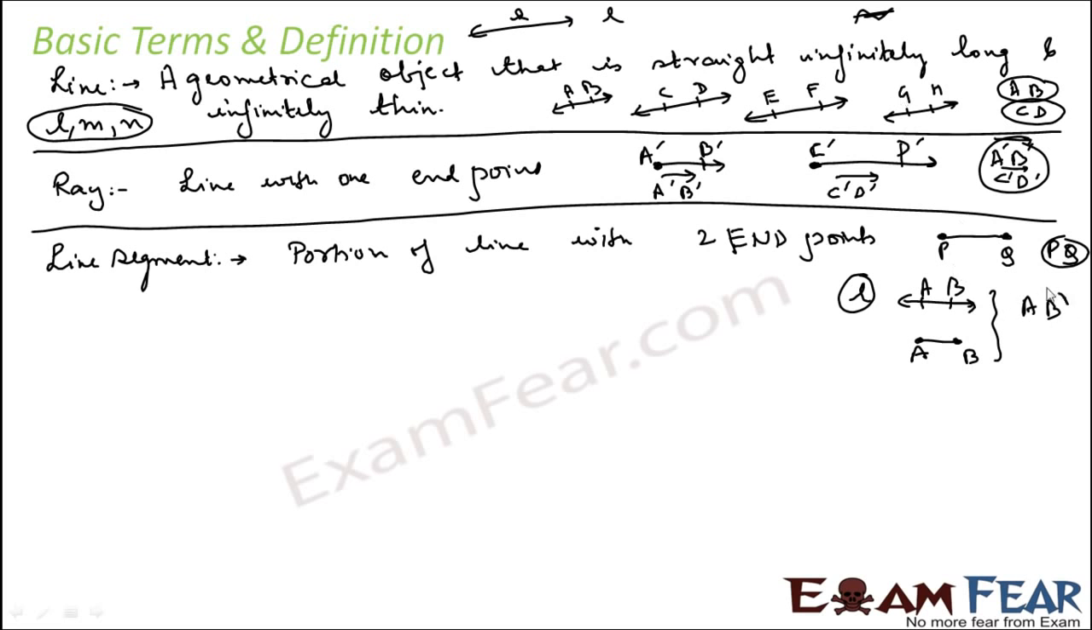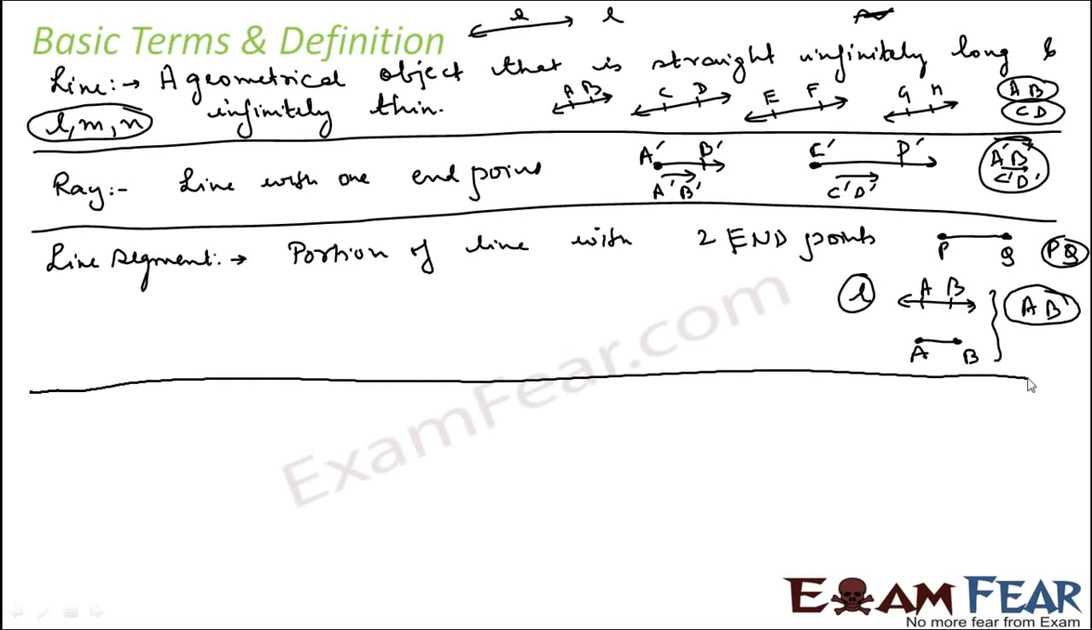But try to understand that when you have this AB or CD or PQ, it can be a line, it can be a line segment. Only by looking at the figure you can make out whether it is a line segment or line, or if it is given, then also you can make out. So in the question they'll mention line segment AB or line AB. When you say line segment AB, you are talking of this. When you say line AB, you're talking of this. So that is about line and line segment.